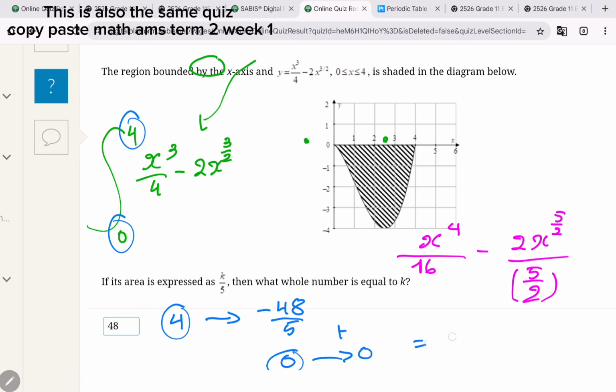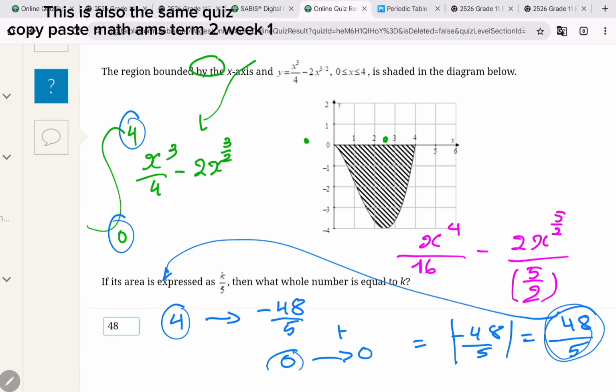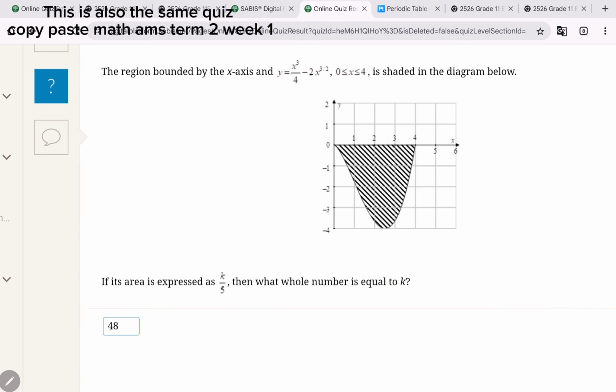Add them together, you will get minus 48 over 5. This is my area, but I put it in absolute value. So now it's what? It's 48 over 5, and very simply I have the value of k. We'll move on to question number 8. What does it say in question number 8?